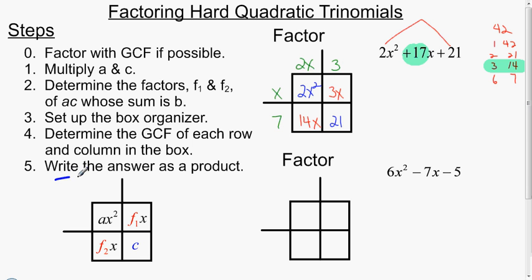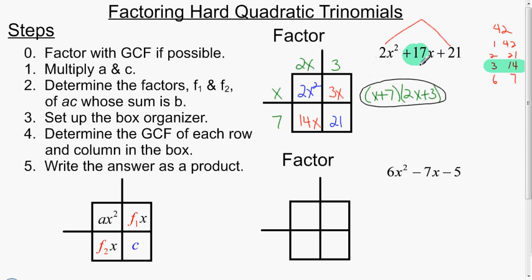Now it says write the answer as a product. That product is going to be of this quantity and this quantity. Okay? So I just write in any order, it really doesn't matter. I'm going to write x plus 7, the quantity thereof, times the quantity of 2x plus 3. And if in fact I FOILed that all back out, you would see that I would get the original expression.